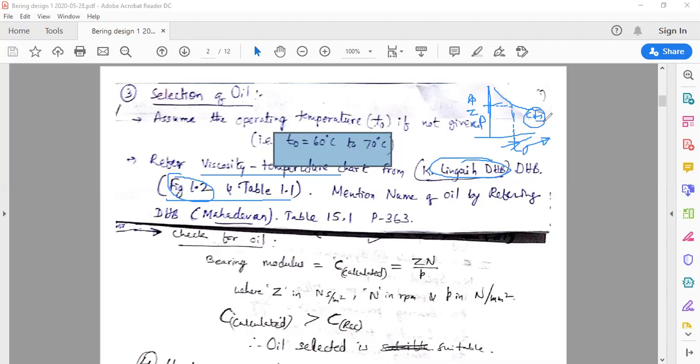To know the name of that oil, that is the curve representing a particular name, again we have to use our own data handbook, that is the Mahadevan Data Handbook, table number 15.1 of page number 363. There you can find the name of the oil. That is one case. Or suppose you know the name of the oil, SE30 or like that, you have to reverse the procedure: refer to table 15.1, identify the line or curve name, and then refer to that line here to get the value of Z in centipoise.